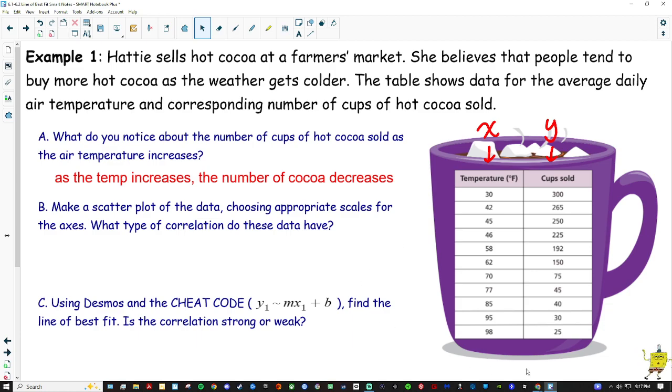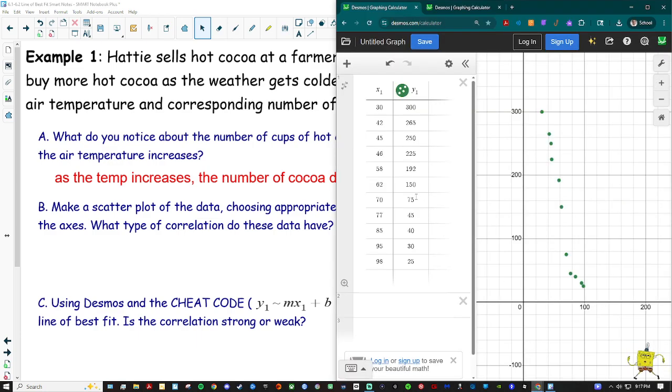All right, so we've made our scatter plot, and now we're ready to answer some questions. So, what type of correlation does the data have? When I look at my scatter plot, I see that my points are going down. So I know that it is a negative correlation because my points go down.